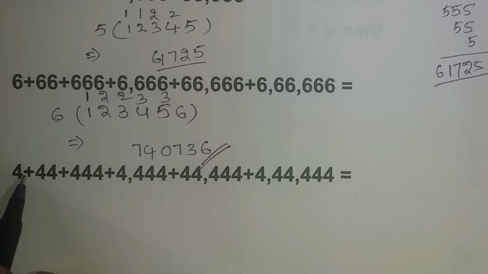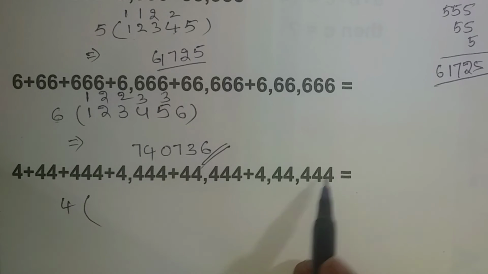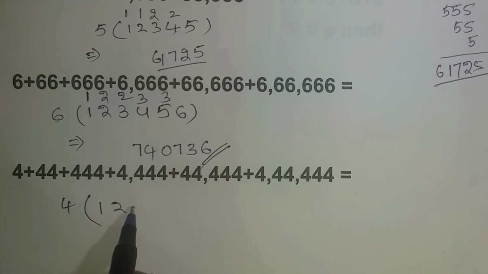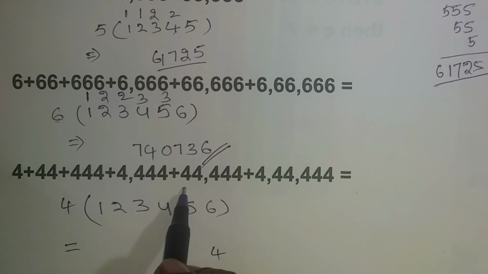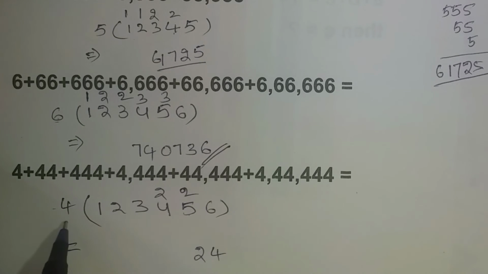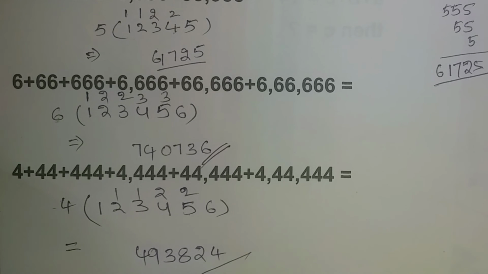Same way, here we have 4. Okay now. So 4 into, how many are there? 1, 2, 3, 4, 5. Here also again 6. Now 4 6s are 24, 4 5s are 20 plus 2, 22, 4 4s are 16, 18, 4 3s are 12, 13, 4 2s are 8, 9, 4 1s are 4 is the answer.